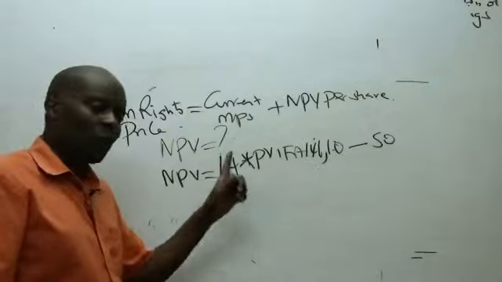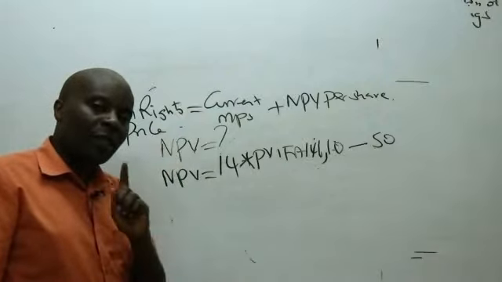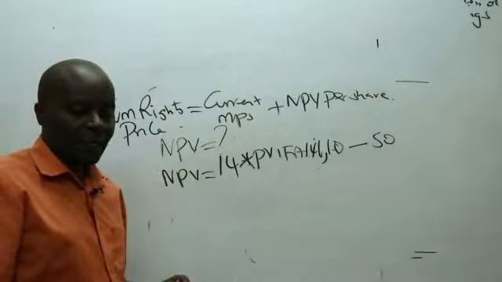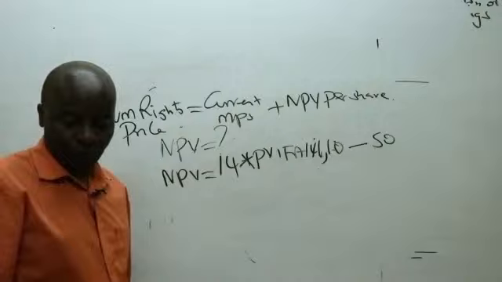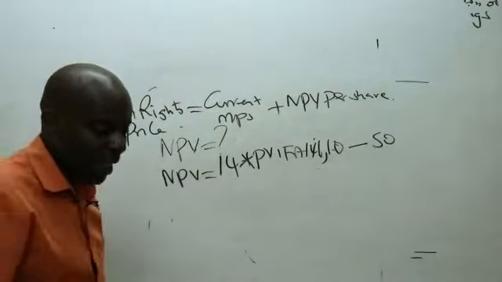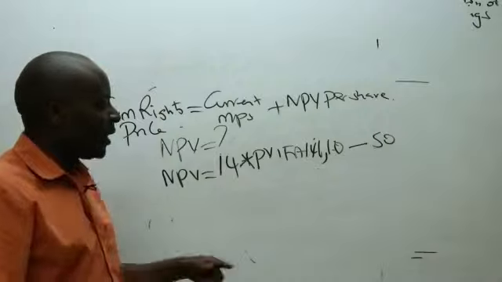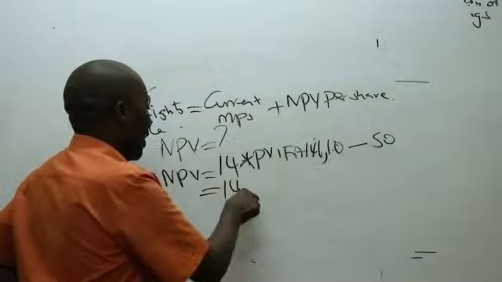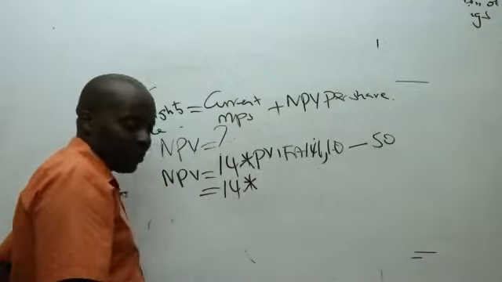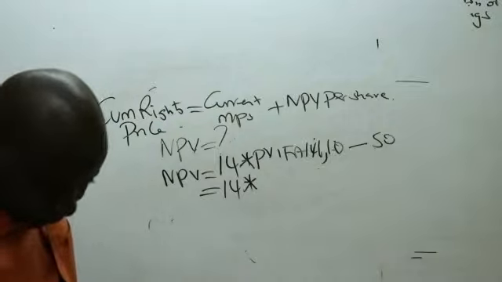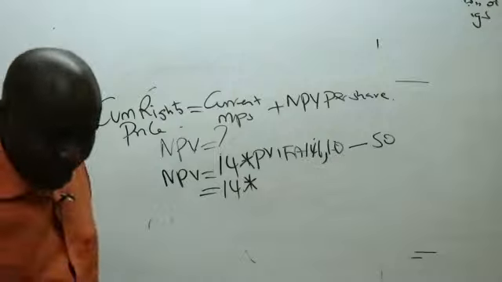So my work tonight will be to go to my annuity tables, go to a column that has 14%, vis-a-vis 10 years. So 14%, 10 years. If I do that, I will be able to get my PVFA. PVFA is the present value interest factor of an annuity.